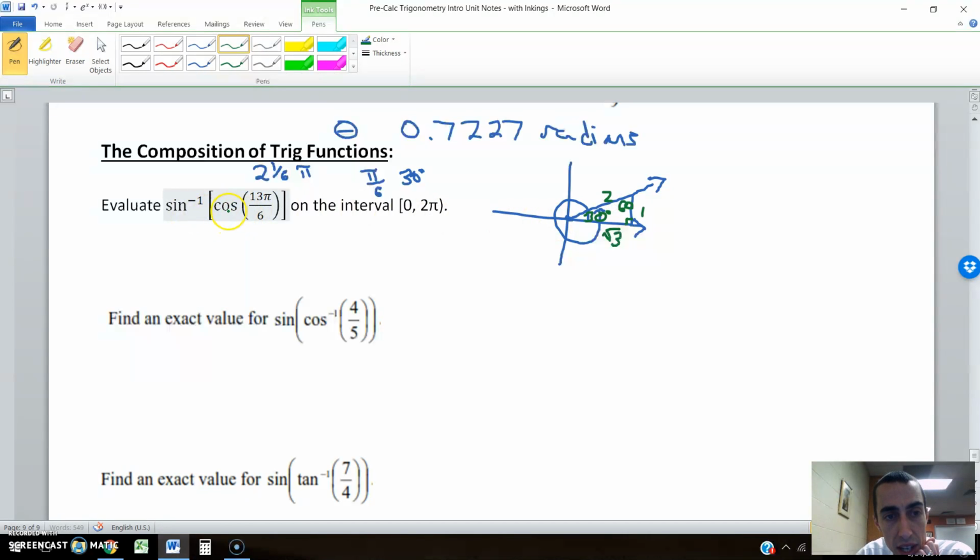Now let's take the cosine of this angle. So the cosine is x over r, root 3 over 2. And so the output is going to be root 3 over 2.